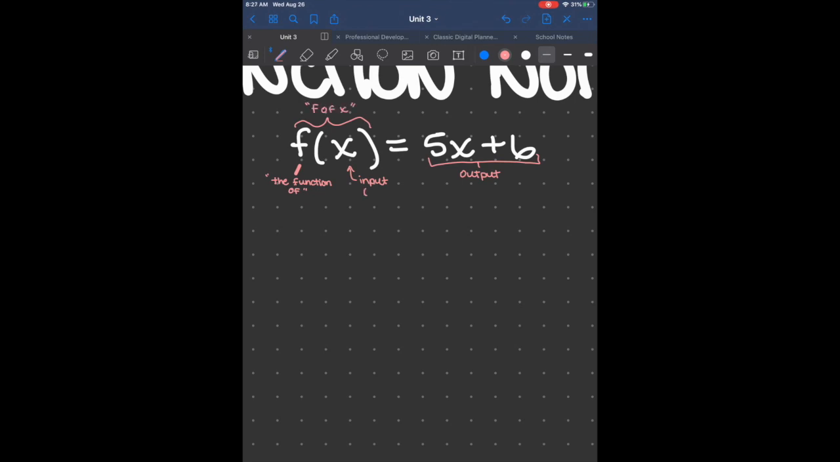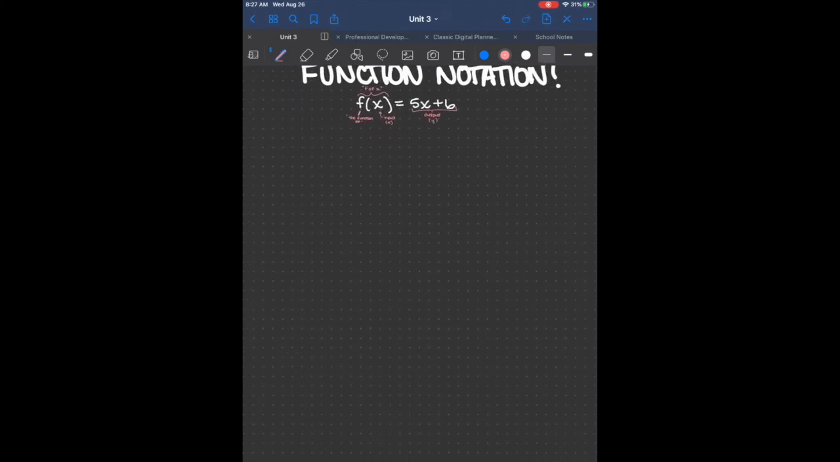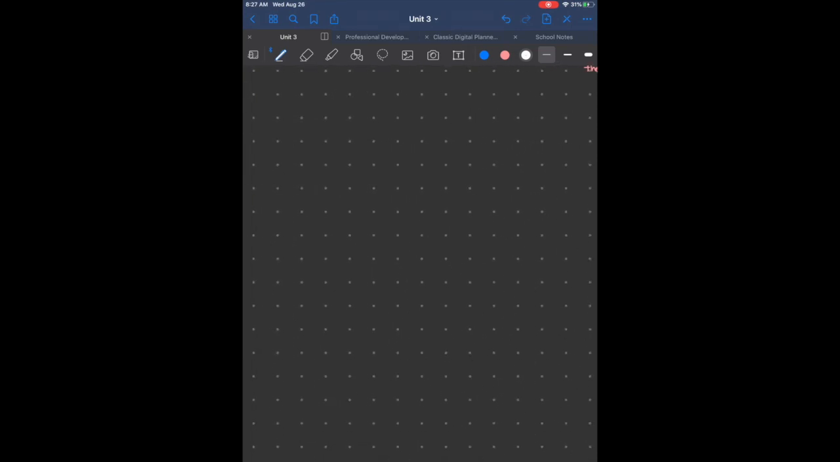So the f of x basically replaces y, and we use it to show what we're exactly plugging into the equation. So using that same function, I'm going to show you how to plug in some numbers.